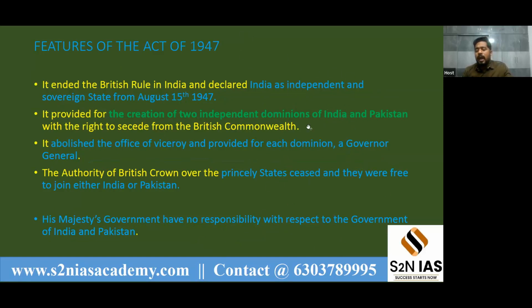Lord Mountbatten acted as the first governor general of India, but Pakistan didn't want to see a Britisher as its Governor General. So Muhammad Ali Jinnah himself assumed the office of Governor General for Pakistan. The authority of the British Crown over the princely states ceased, and they were free to join either India or Pakistan. This was a basic problem for Hyderabad state, Jammu and Kashmir, and Junagadh.